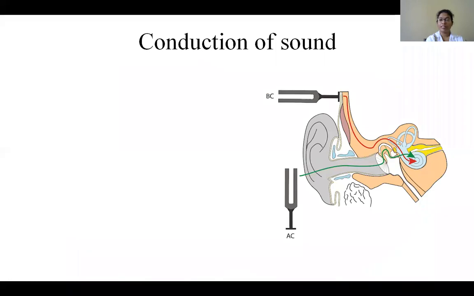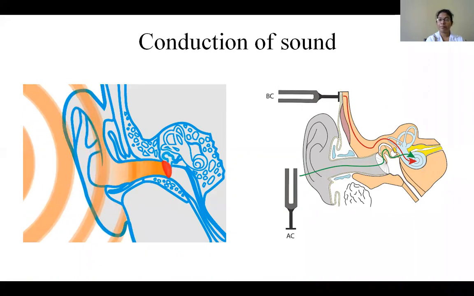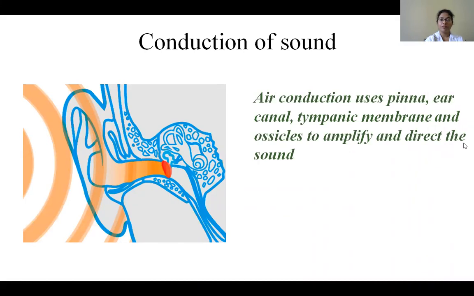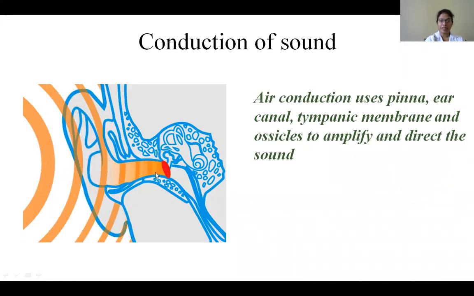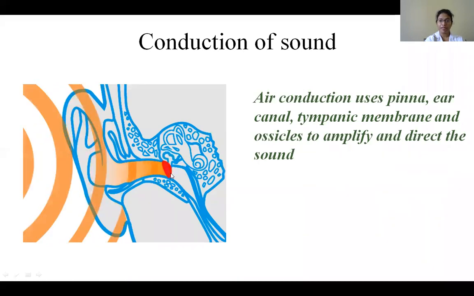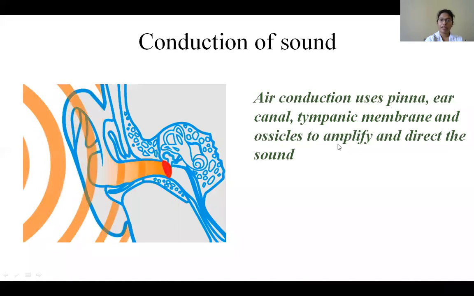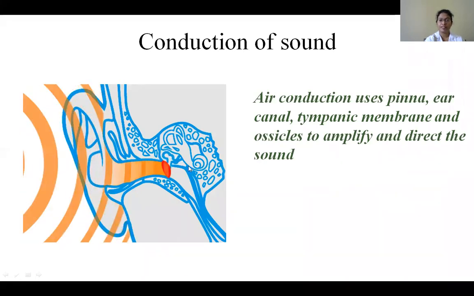Now, we had seen about the conduction of sound. It is conducted in two forms, that is either air conduction or bone conduction. So this is what is air conduction. Now, what happens in air conduction? In air conduction, which are the structures being used? It is the pinna, the ear canal, the tympanic membrane, and the three ossicles. So all these components play an important role in amplification of sound as well as directing the sound.